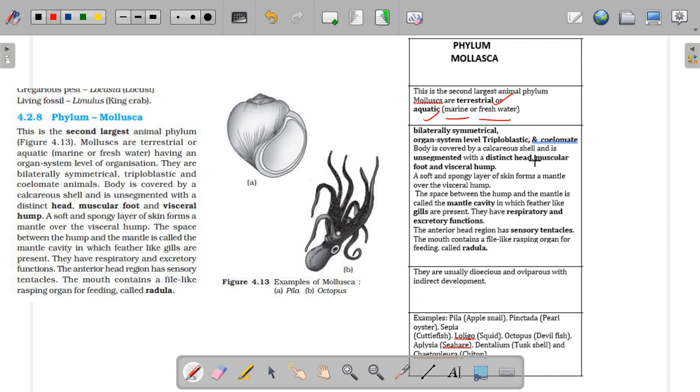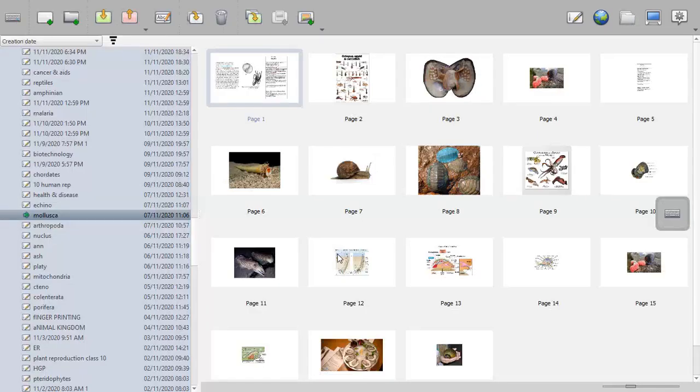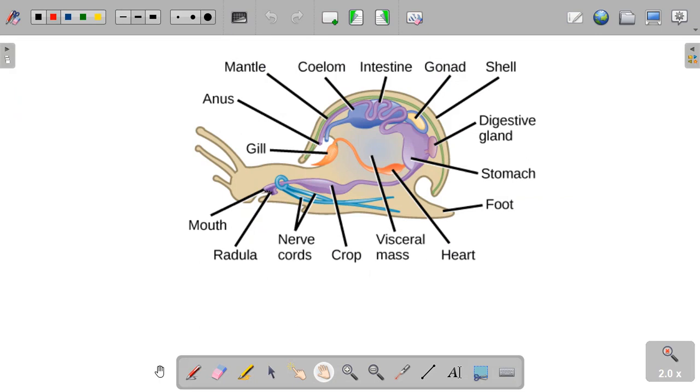So when it comes to the body, it is made up of distinctly three major parts: head, muscular foot, and a visceral hump. Let's see how they look. I want all of you to observe this picture right over here. The body is made up of head. You can see this is the head, and the one you are seeing at the bottom is the muscular foot for crawling, and they have a visceral hump.